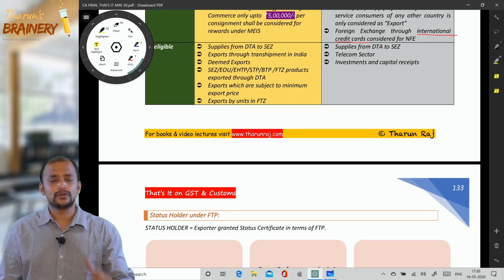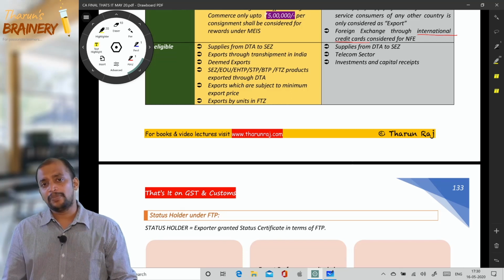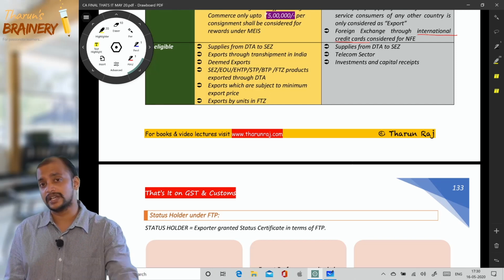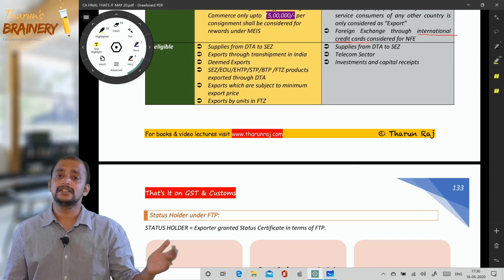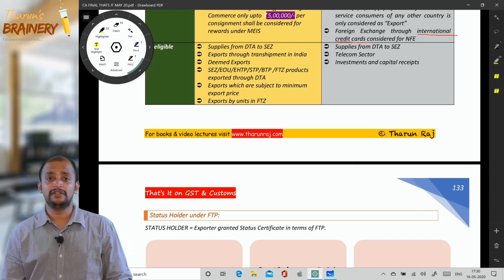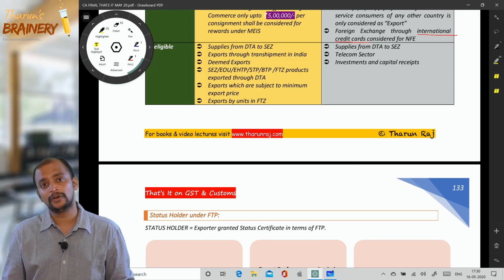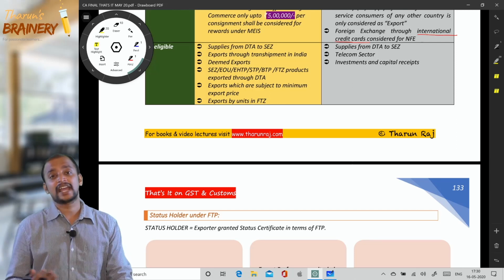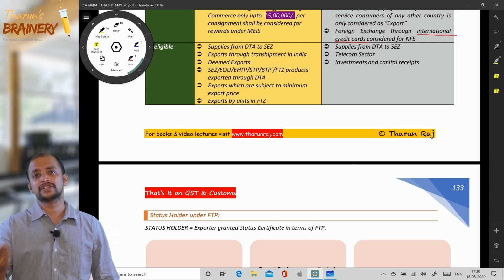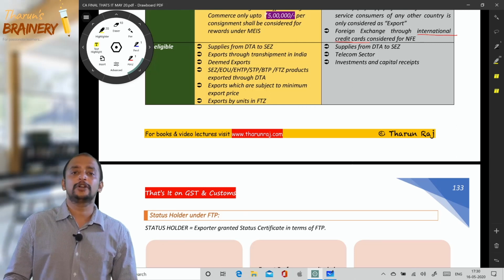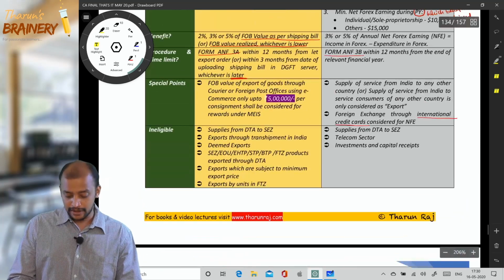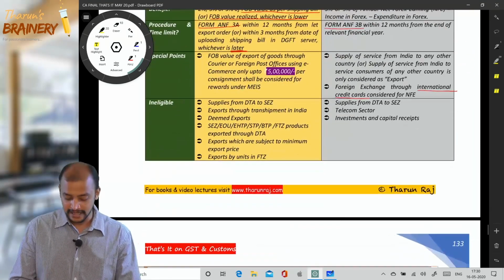Then SEIS, only 2 years. Supply of services from DTA to SEZ. Under GST it is zero rated supply. Will it be eligible for SEIS benefit? No, strict no. Then telecom sector. No. Then investments and capital receipts. It should be like consideration for services rendered. It should not be in the nature of investments or capital receipts. So this is about MEIS and SEIS.